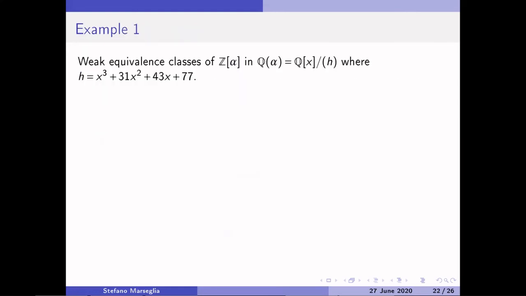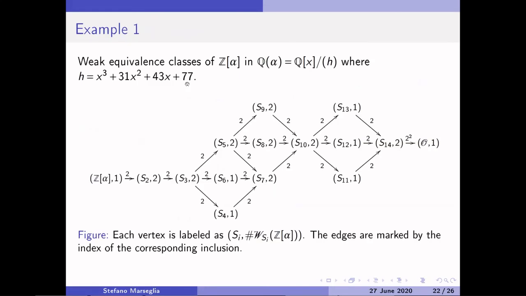Let's give an example. So now we take a different polynomial of degree 3. Coefficients are 31, 43, and 77. Right, so this diagram represents the lattice of all the overorders. So here you see Z[alpha]. I'm looking at the monogenic order. And at the other extreme, we have the maximal order of the number field defined by this polynomial H, right? And all the ones in the middle, S2, S3, and so on, are all the other overorders.